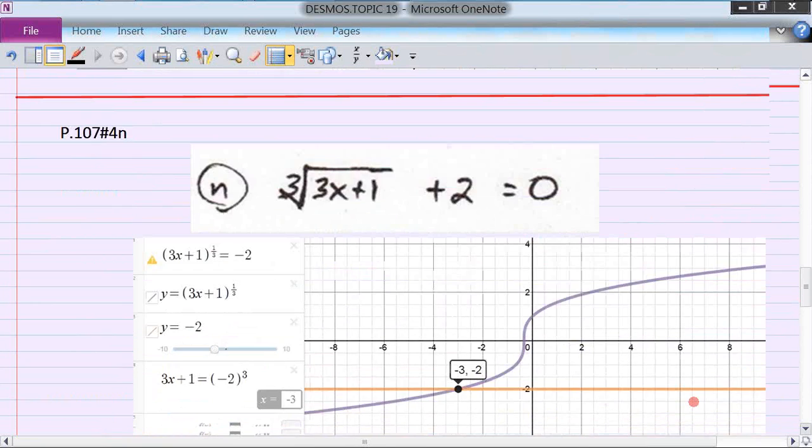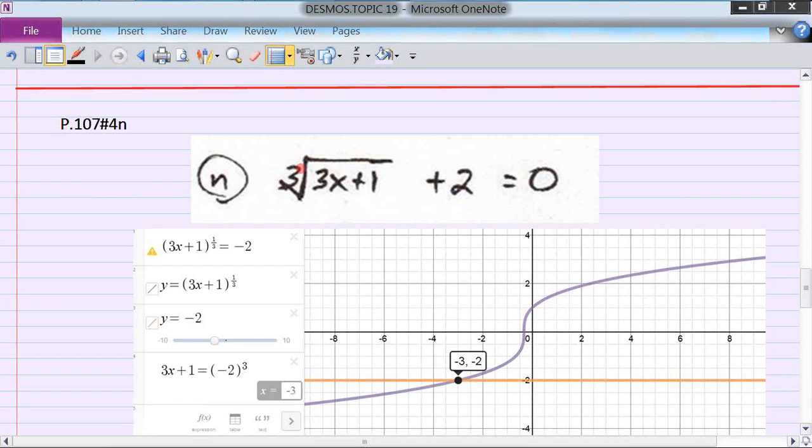Okay, this one, by the way, this is not a 3. This is the cube root of 3x plus 1, which translates to (3x plus 1) to the 1/3. So instead of writing this, I'm going to rewrite it, because I can't write the cube root into Desmos. The 3x plus 1 has a bracket around it and is to the power 1.